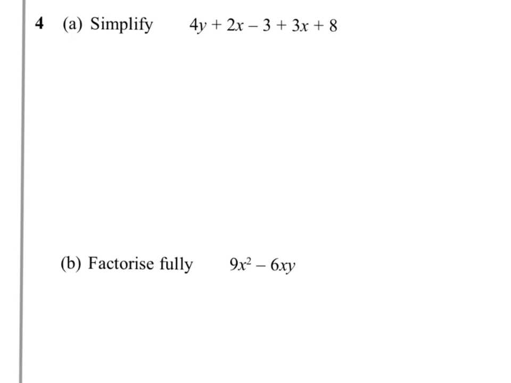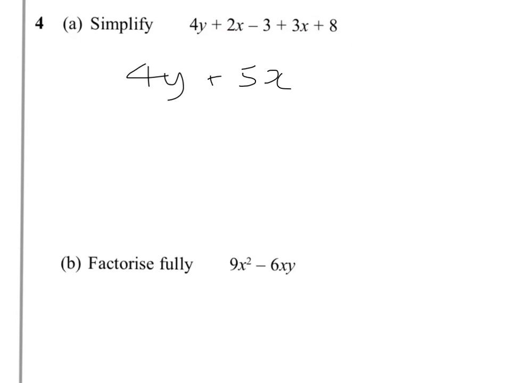So question 4, some algebra to do here. The first part, simplify 4y plus 2x minus 3 plus 3x plus 8. What we need to do here is gather like terms. Well, there's no other y terms, so that will just stay as it is. We'll then look at the x terms. We've got a 2x and a 3x, so that gives us 5x.